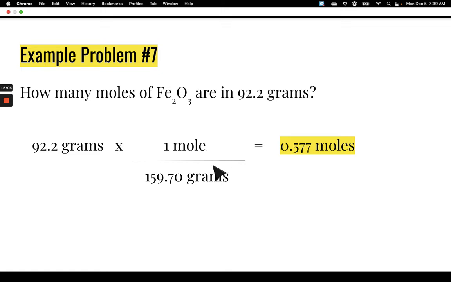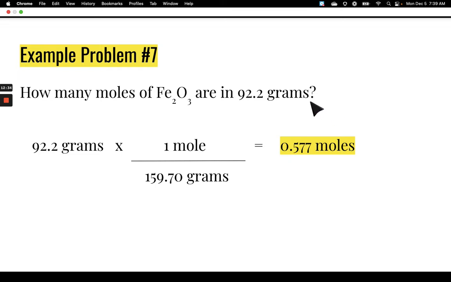Well, the molar mass of iron oxide to the 10th place should be 159.7, 92.2 grams, cancel grams, and so you'll notice that's not even quite a mole of iron oxide molecules. It's about half a mole. So again, the grams divided by the molar mass. 1 mole of Fe2O3 equals that many grams, so the answer would be 0.577 moles.